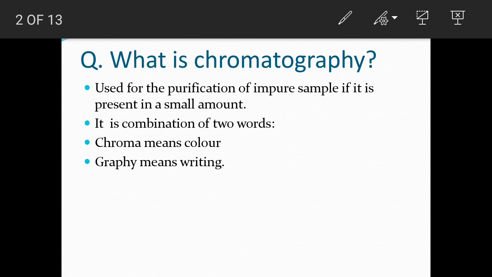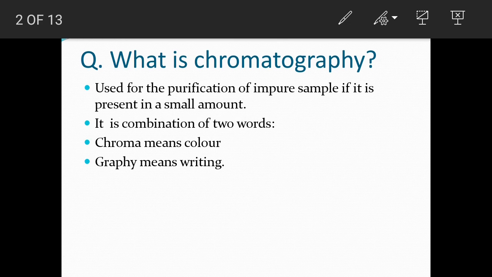So the first question is, what is the meaning of chromatography? Chromatography is a combination of two words, chroma plus graphy. The meaning of chroma is color and the meaning of graphy is writing. It means to write color. But as we are doing an activity, here the meaning of chromatography is the separation of different colors.